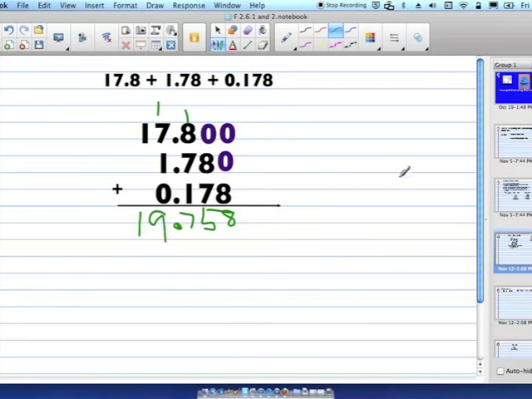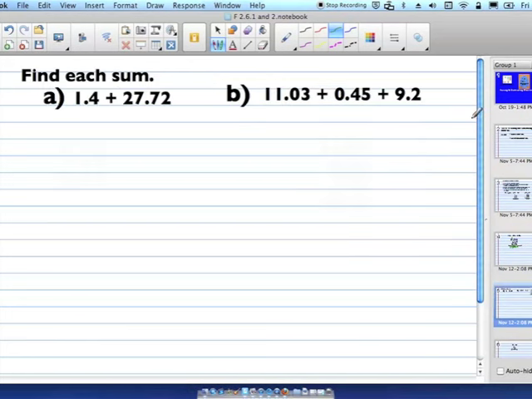19 and 758 thousandths. Find the sum for both equations. When you're finished, press play to check your work.